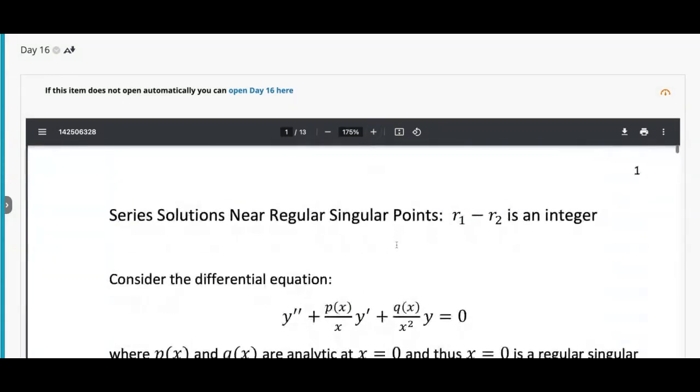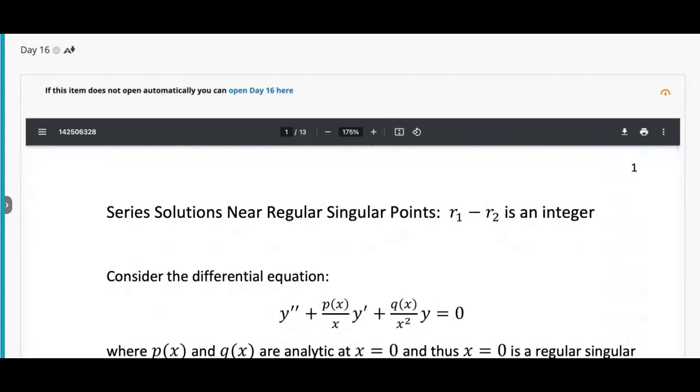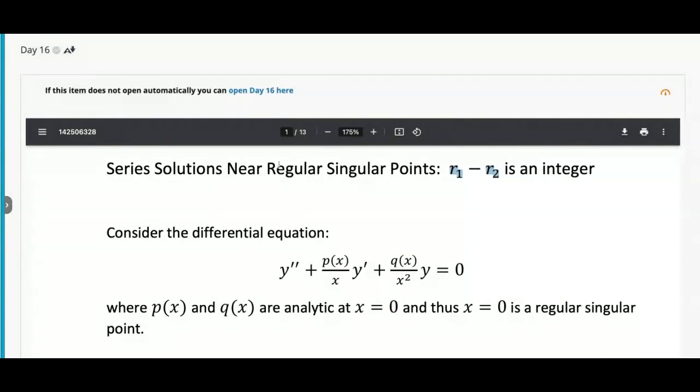Okay, so today we're going to talk about solutions when the two solutions of r differ by an integer. So basically, r1 equals r2 plus some integer, or vice versa. Previously, we saw the two solutions of r like 0 or 1/2, or maybe 1 or -1/3, things like that. But today, they differ by an integer, okay? And of course, regular singular points.